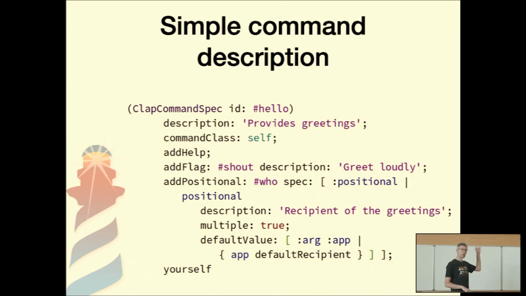You have some facilities to add help very easily. You do not do anything else. You can add a flag, short, with a description. Then we add a positional that we call who. And this positional, we set it a description. We are saying that we can have many times the same positionals. We can say hello to many people. And it has a default value. So it means this positional, we can have many or no positional at all, and there will be a default value.